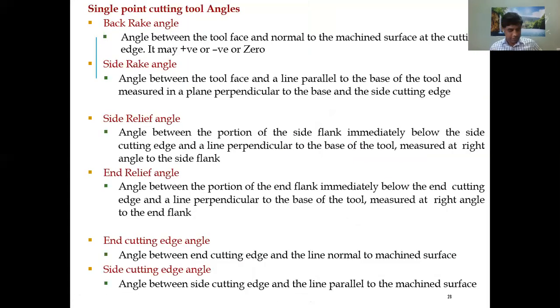So just the back rake angle, these definitions are given. I'm not going to discuss much about this, whatever I just told you is what is there. The angle between the tool face and the normal to the machined surface, at the cutting edge. It may be positive, it may be negative, or it may be zero also, right?